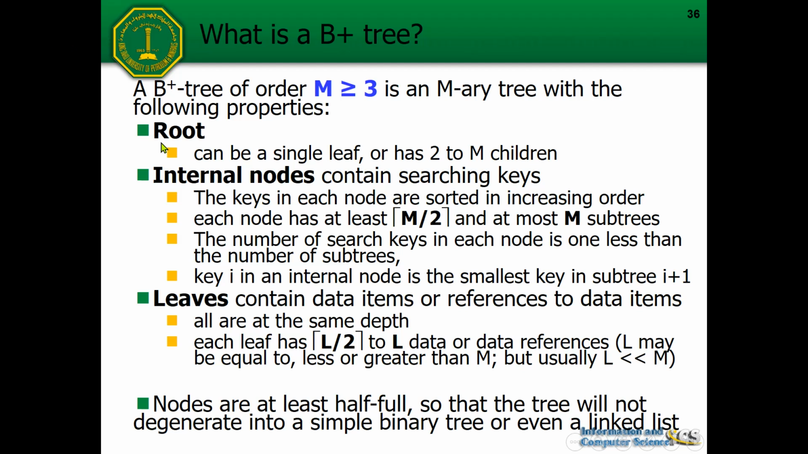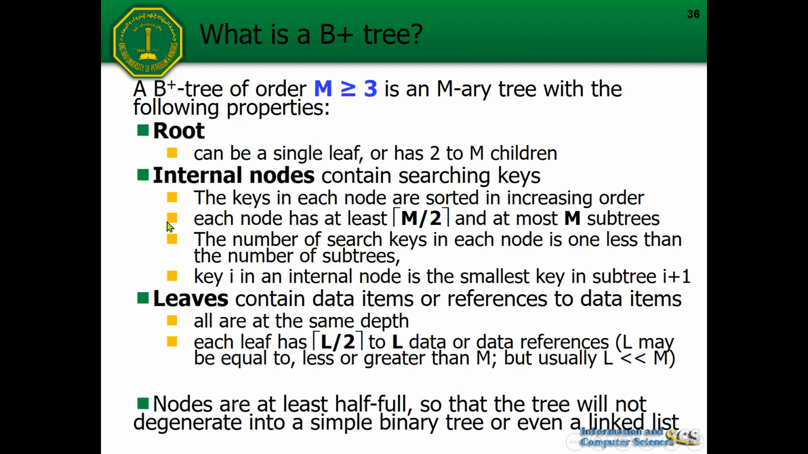Now we are going to discuss the detail about these three kinds of nodes. The first one, root. Root can be a single leaf or has 2 to m children. This is the same as the B-tree. The second one, internal nodes contain searching keys. The keys in each node are sorted in increasing order. Each node has at least ceiling of m over 2 and at most m subtrees. And the number of keys in the node is 1 less than the number of subtrees. The last one, key i in an internal node is the smallest key in subtree i plus 1.